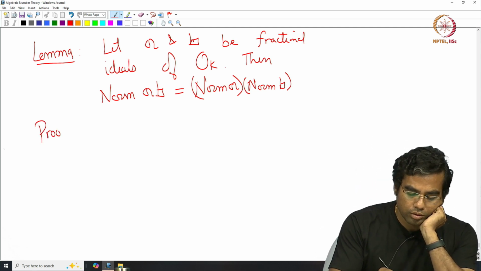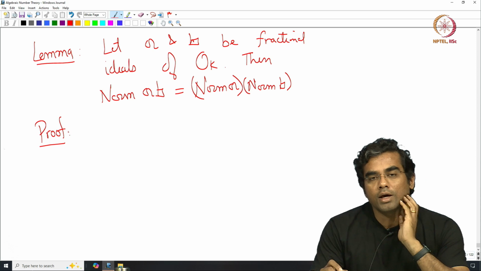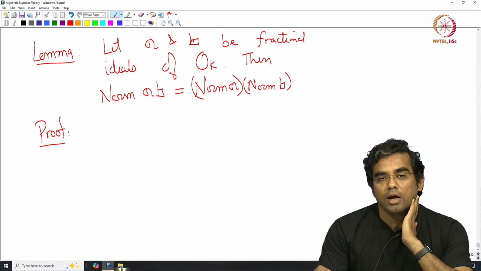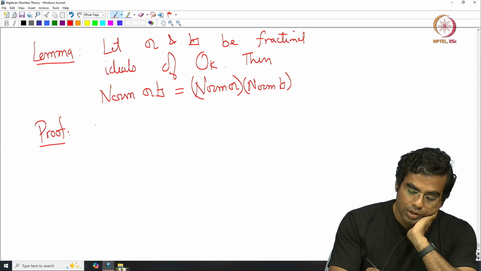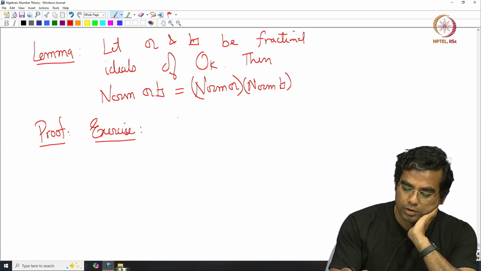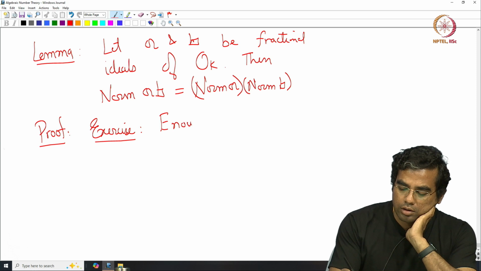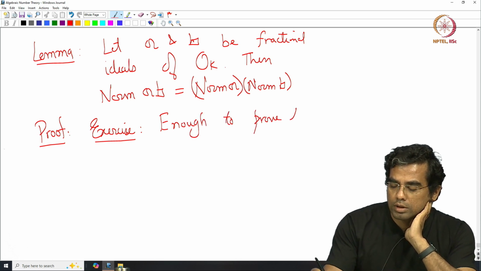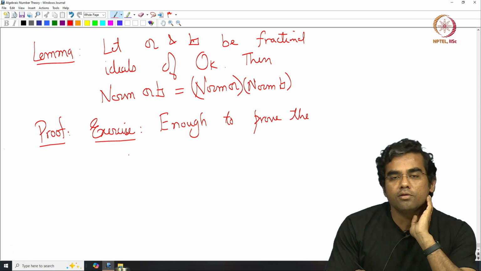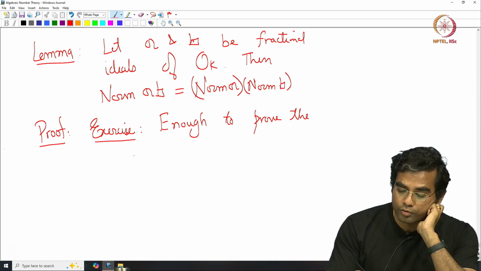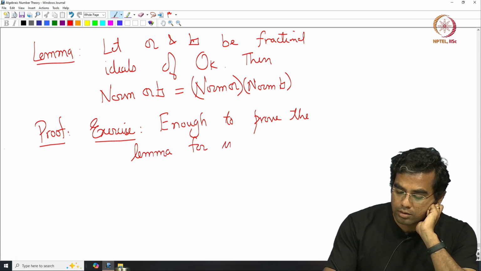What I will say is that you can assume A and B are integral ideals, and if this is not clear to you, then this is an exercise. It is enough to prove the lemma for integral ideals. Just by the way the norm is defined, this is easy to figure out.